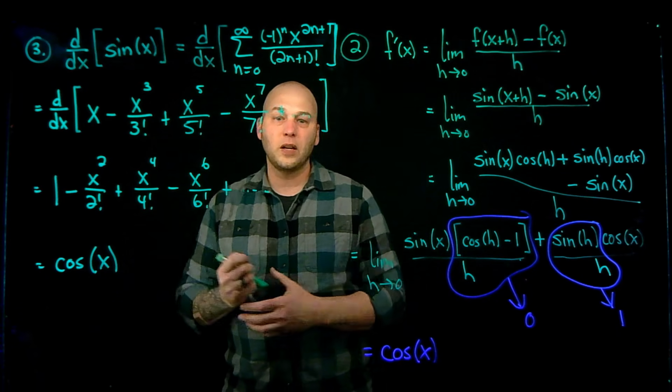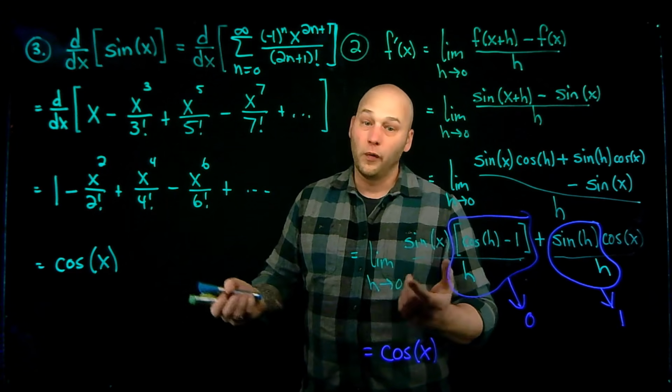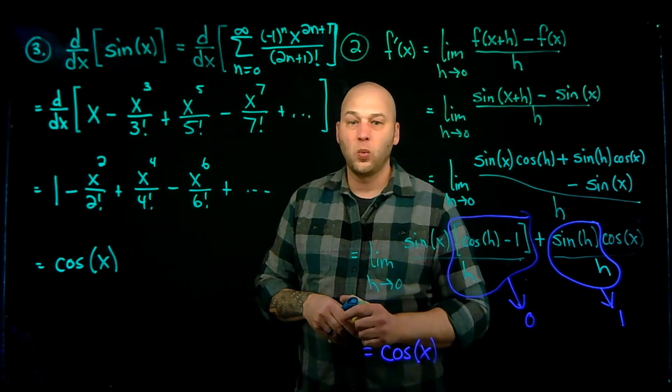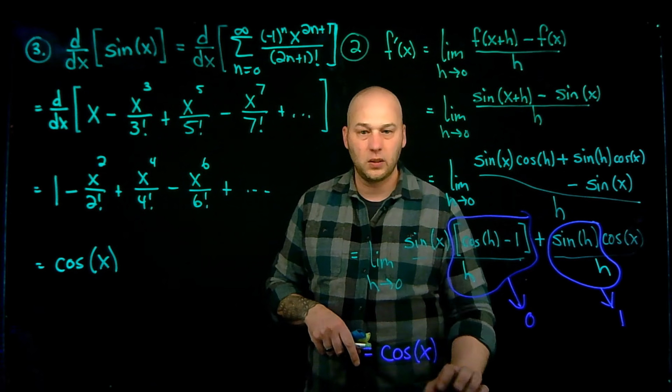Okay, so now you've seen it 3 different ways. Hopefully at least one of those makes sense to you. Hopefully all of them do, but if not, hopefully at least one kind of provided a little bit of an insight as to why the derivative of the sine function is the cosine function.